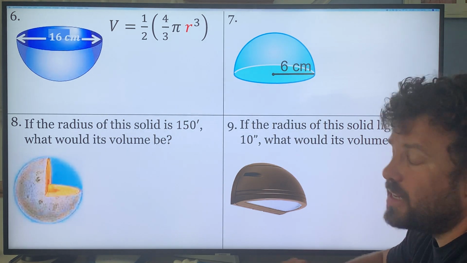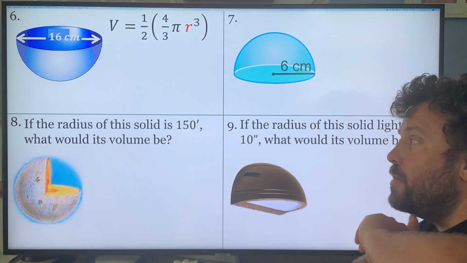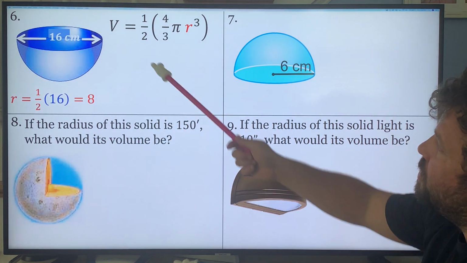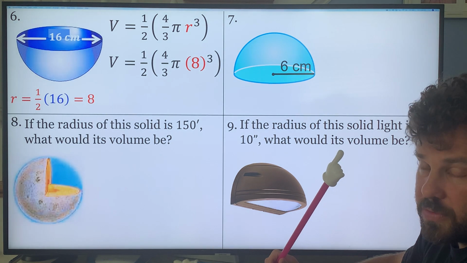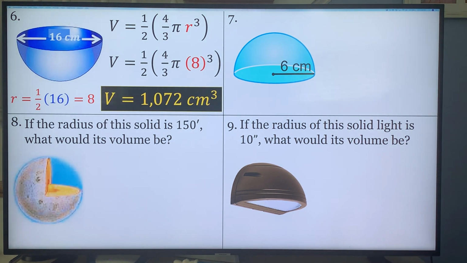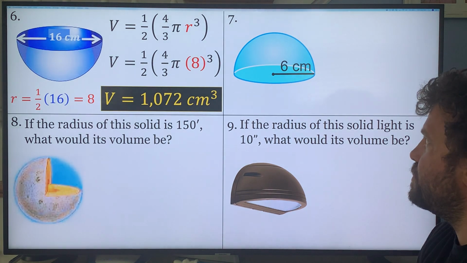16 centimeters here is my diameter. I want to turn it to radius, so half of 16 is 8. 1/2 of 4/3, which is 4/6 pi 8 cubed, is 1,072 cubic centimeters.